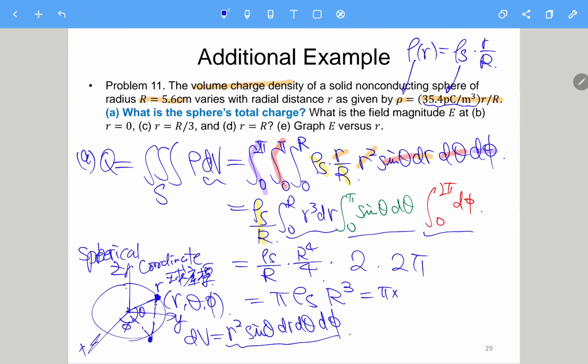So actually we can substitute the numbers. Pi times 35.4 times 10 to the 12th, pico is 10 to the minus 12. R is 0.056 cubed, 5.6 centimeters. So Q would be 1.95 femtocoulomb. Femto is 10 to the minus 15. So this is the charge on this non-conducting sphere.